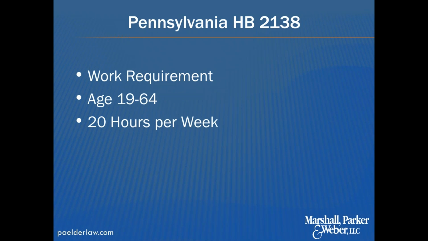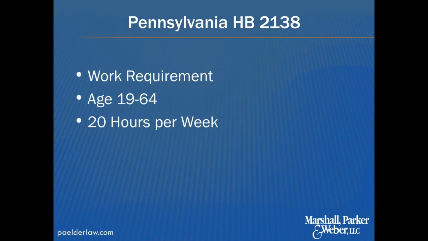The bill targets able-bodied adults ages 19 through 64. It doesn't affect older adults or people with verified disabilities. Under this proposed legislation, the able-bodied adults must work 20 hours a week or complete 12 job training activities per month to keep their Medicaid coverage.